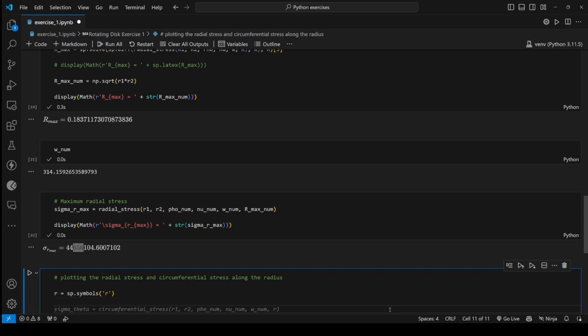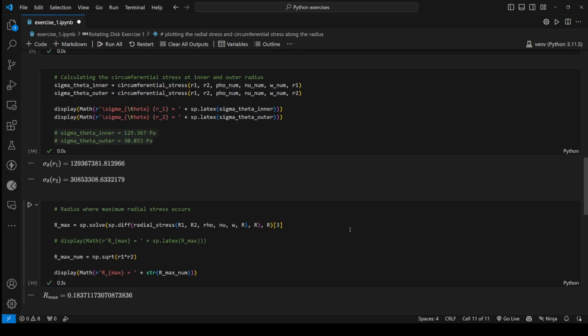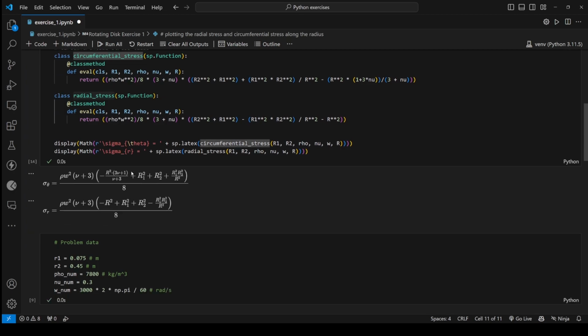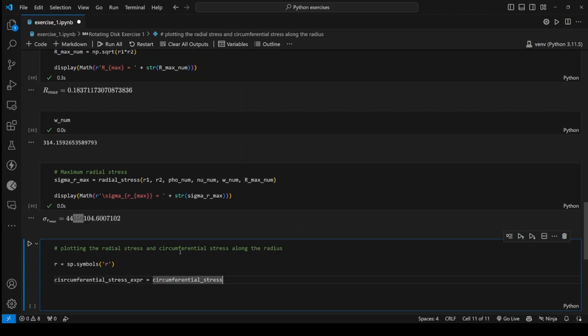So let's call it, for example, circumferential stress expression. Let's call it like that. And that's going to be equal to, that's close to correct, but it's not this, the circumferential stress. That's why we created this method here called evaluation, or eval, dot eval. And yes, we need to use all of those symbols there. That is correct. This saves a lot of time.